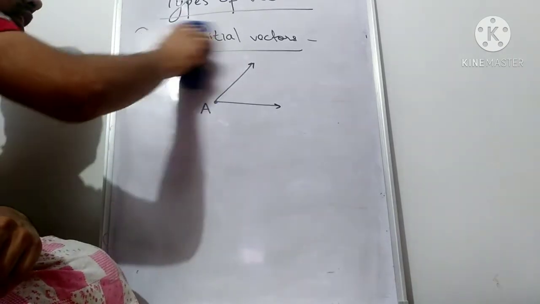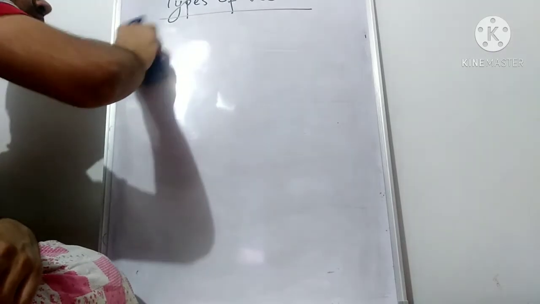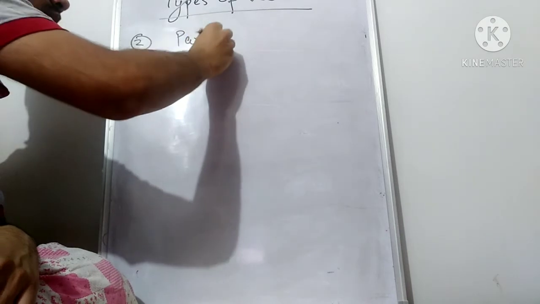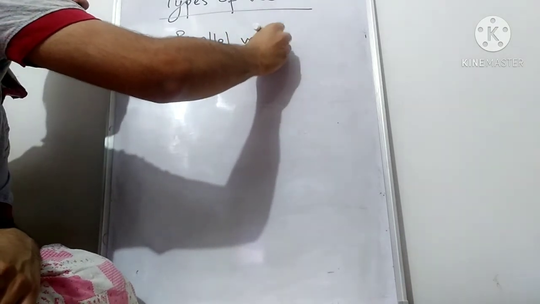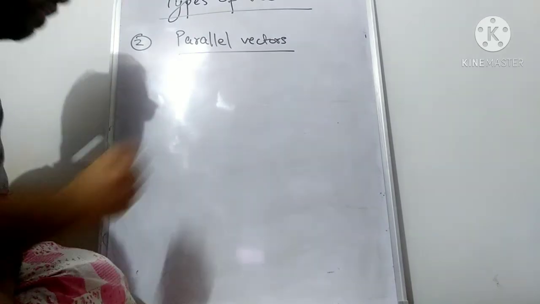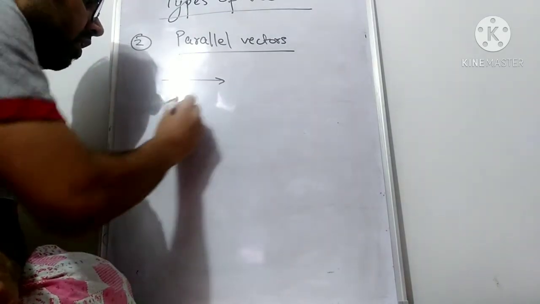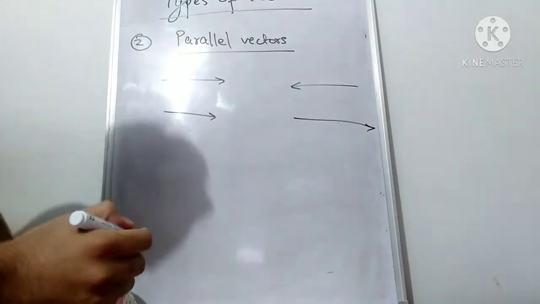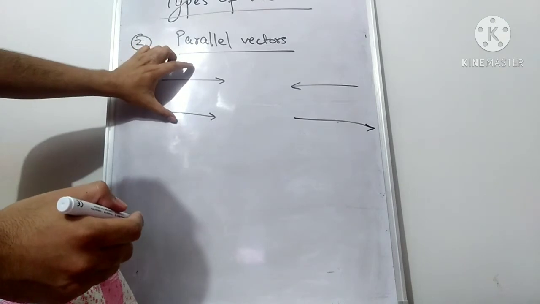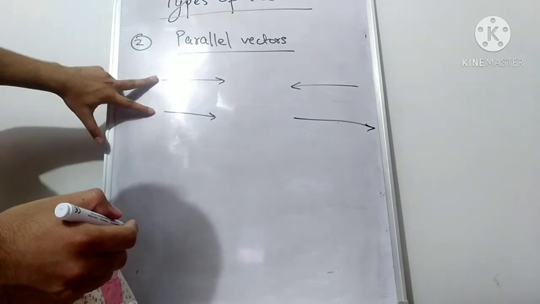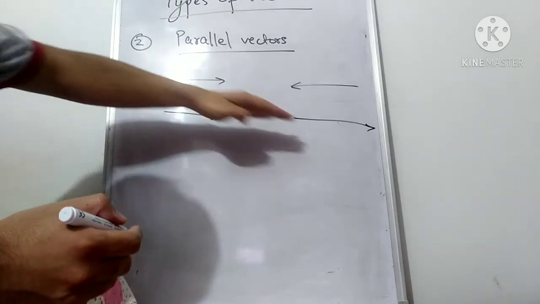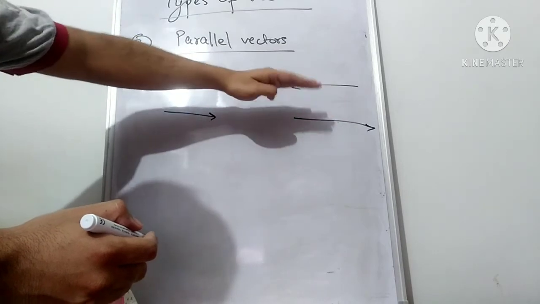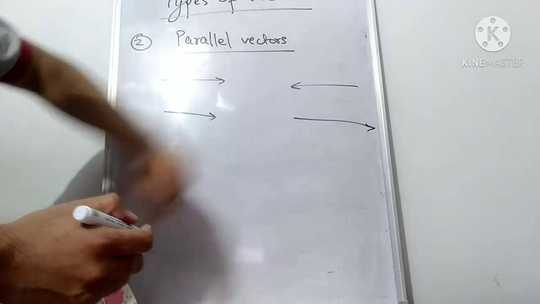Okay, now type 2, or category number 2, parallel vectors. So there are two possibilities here. If I draw the vectors like this, or if I draw the vectors like this, both vectors are parallel to each other. These two vectors are parallel because they are pointing in the same direction. These two are also parallel because, in this case, they are pointing in opposite directions, but still they are not intersecting.